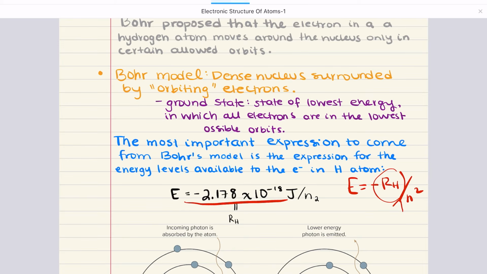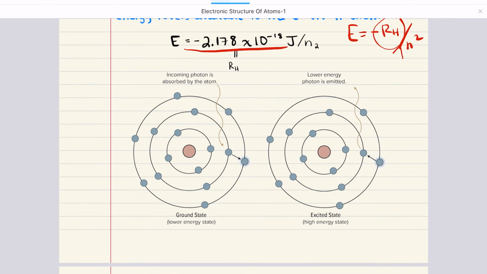And remember, n is an integer. The larger the value of n, the larger the orbit radius. Now, Bohr's model illuminated the quantized nature of energy levels, and it provided an explanation for the spectral lines of hydrogen. But there are very much limitations to this model, and we're going to discuss them in the next objective, shortly. But let's talk about some of his conclusions just a little more.